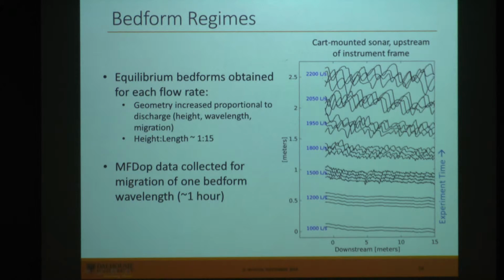Just a couple of statistics that we looked at to determine that we had equilibrium bed forms. We saw that the geometry of the bed forms increased linearly with flow rate. So we saw linear increases in the height, wavelength, and migration speed of the bed forms. And we also saw that at each flow rate, we had an aspect ratio of about 1:15, and that's consistent with known equilibrium shapes for unidirectional flow dunes.